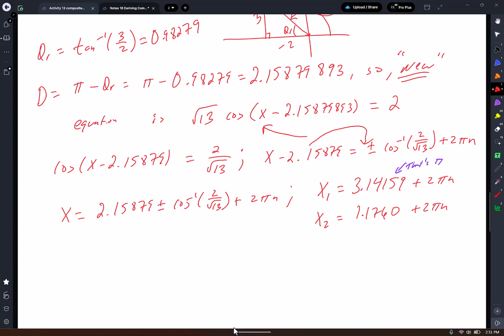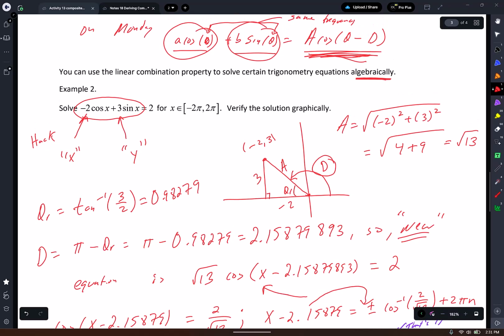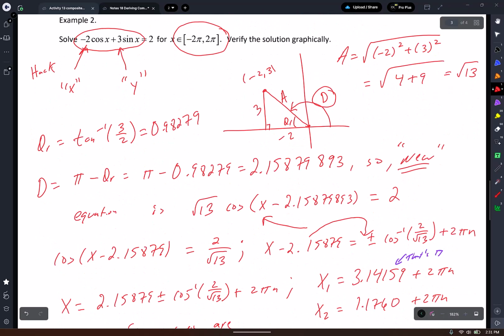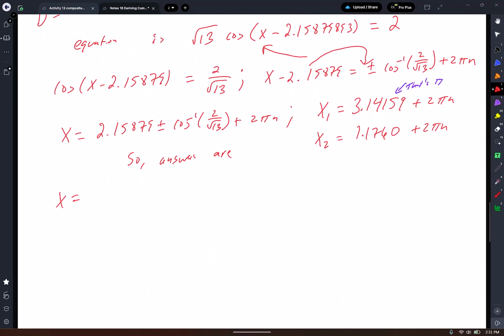Are we still okay, guys? We're not even done officially. Well, we're about to. All right, here are my answers. We've got to get all the answers between negative 2 pi and 2 pi. So x equals... Here's one answer, 3.1415, so one answer is pi. Another answer is this guy, 1.1760, which I'm sure is pi over something.